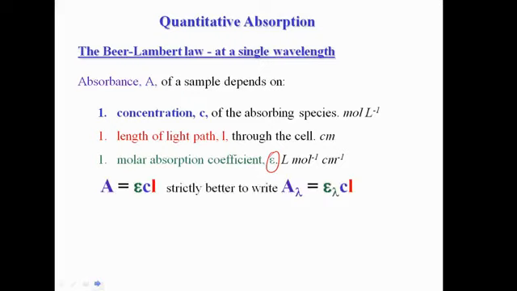So we define the absorbance of a sample with these three quantities: the molar absorption coefficient multiplied by the concentration multiplied by L. Strictly, you don't need to worry about this too much. We're talking about one wavelength, so the absorbance at a given wavelength is equal to epsilon at that given wavelength, because that will change depending on the wavelength. So remember, A is equal to epsilon CL.